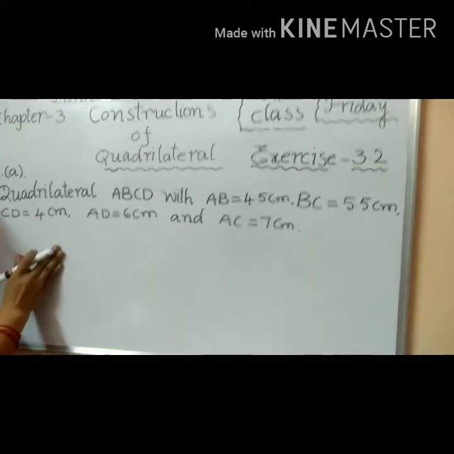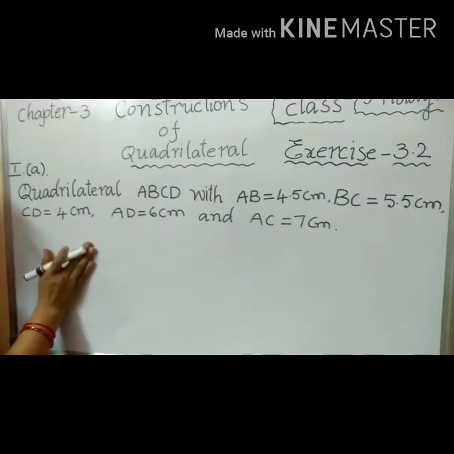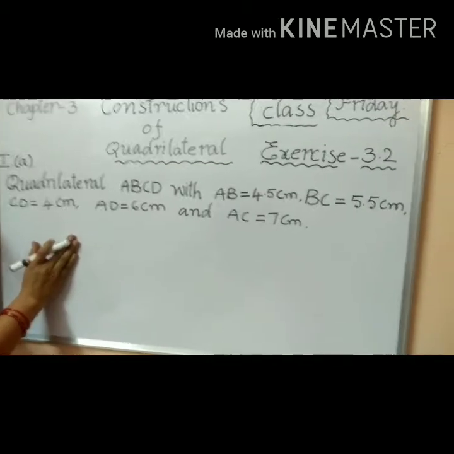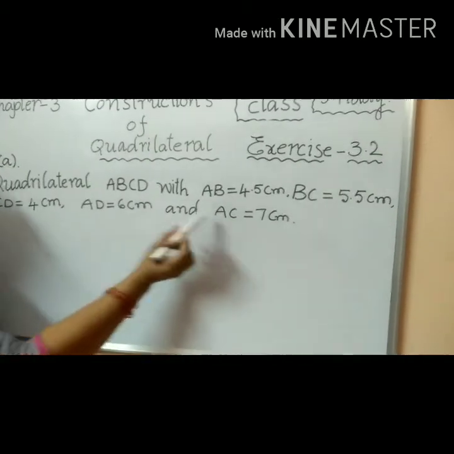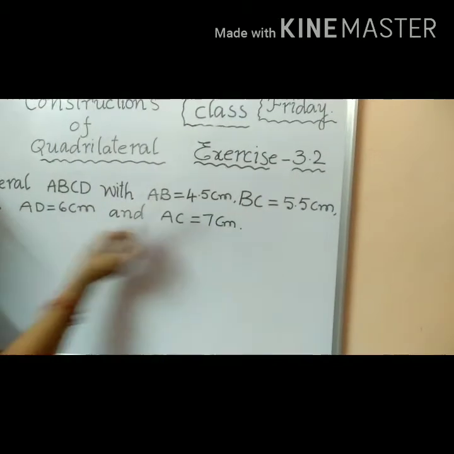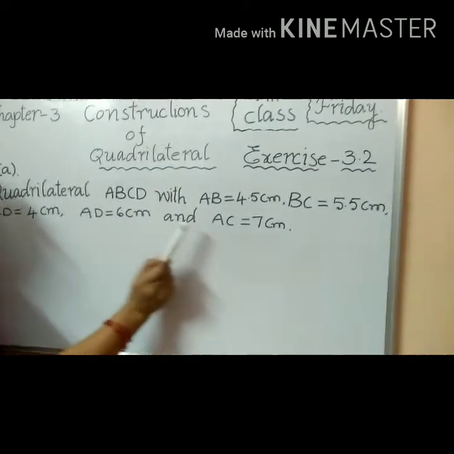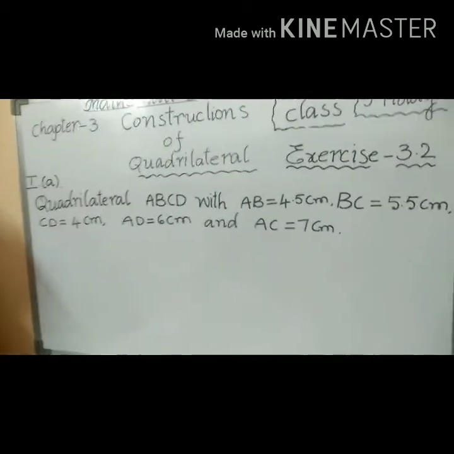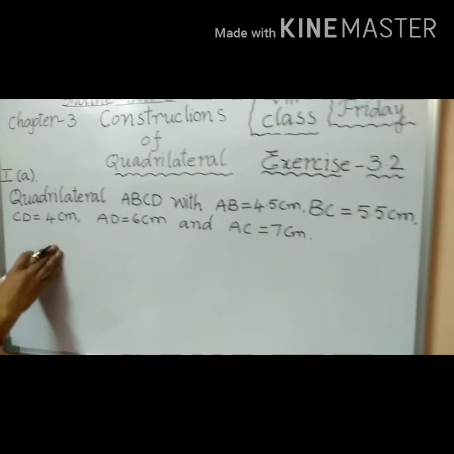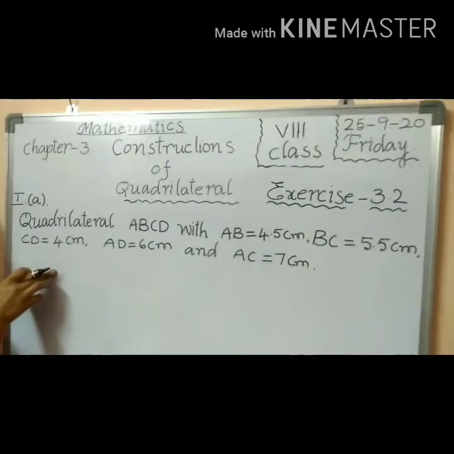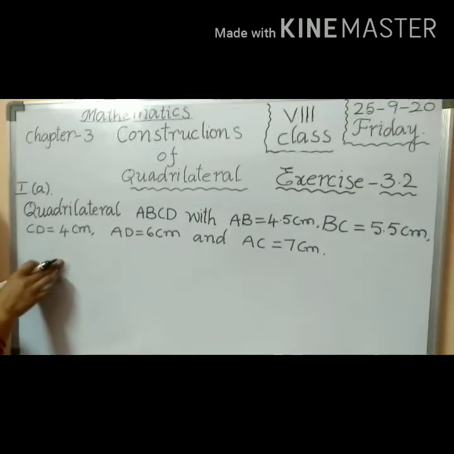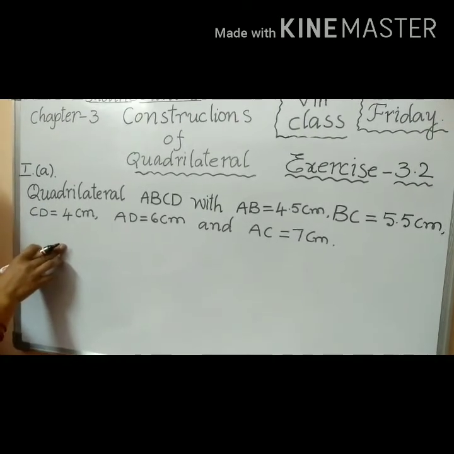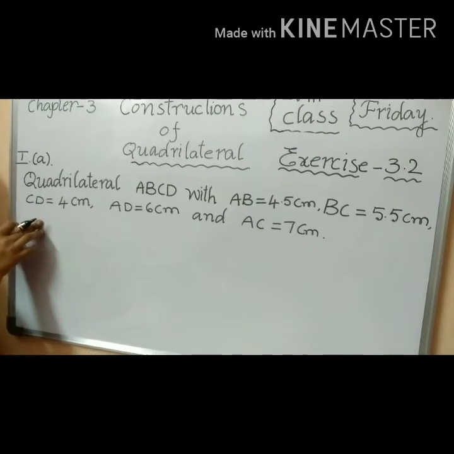How to draw the construction quadrilateral ABCD. Here, how many sides are given in the problem? AB, 1, 2, 3, 4, 5. Five sides are given. This problem is the second step of constructing a quadrilateral.